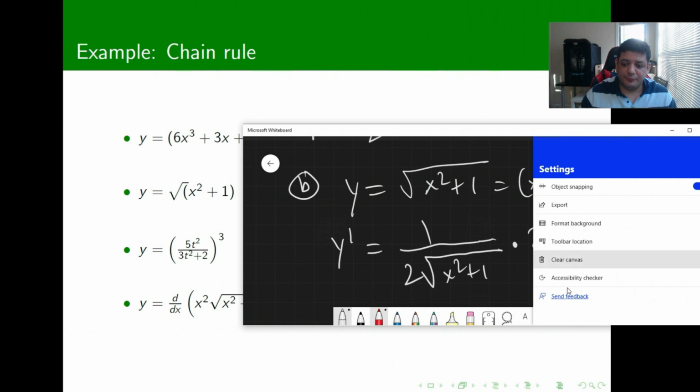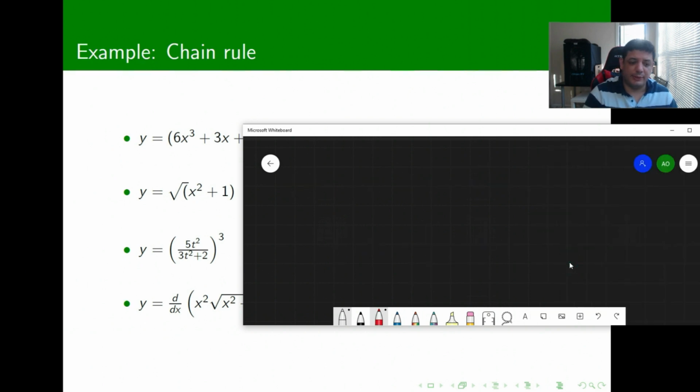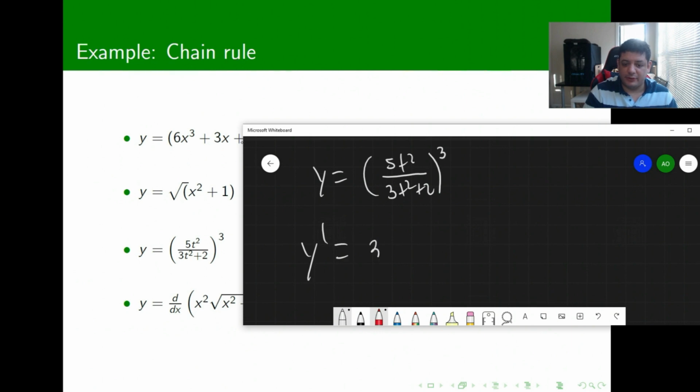Now, number 3 is a little bit more involved because it's going to have a quotient rule playing. But the basic derivative is a chain rule. Notice we have y prime. This power is going to go down, 3, and then we plug the function inside as usual, 5t squared over 3t squared plus 2. And now this is going to be to the 2. But now we multiply, and here's where the quotient is going to play. It's going to play when we take the derivative of the function inside.